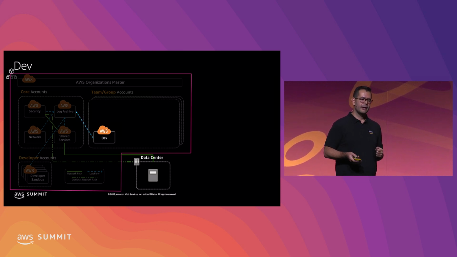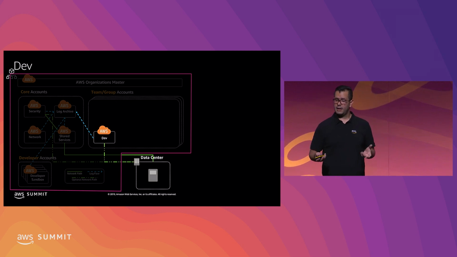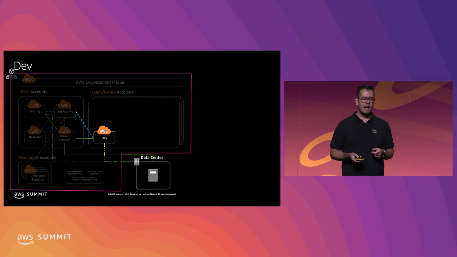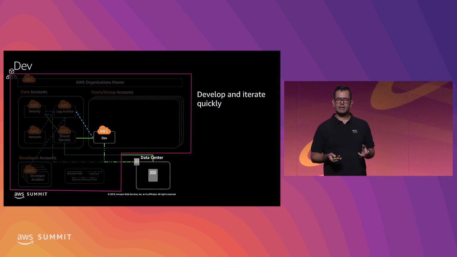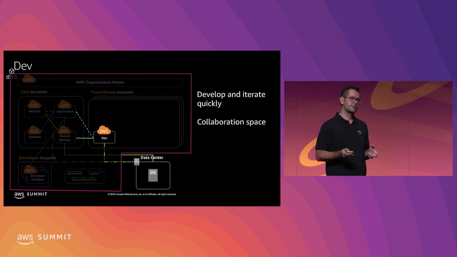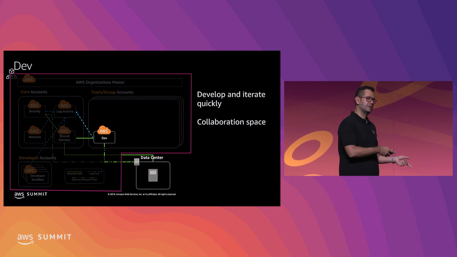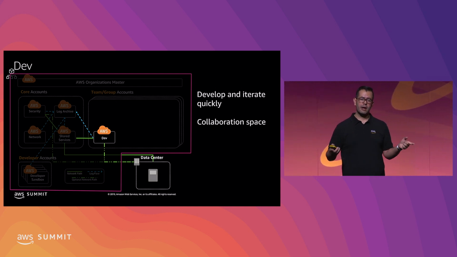as you can expect, it sends the logs to the log archive. It's connected to the data center to a development network, if that exists, and it's connected to shared services. It's intended to be a place to develop and iterate quickly, but it's also meant to be a collaboration space. On the Sandbox space, we're thinking of personal accounts. Here, we are talking about a team account where everything comes together.